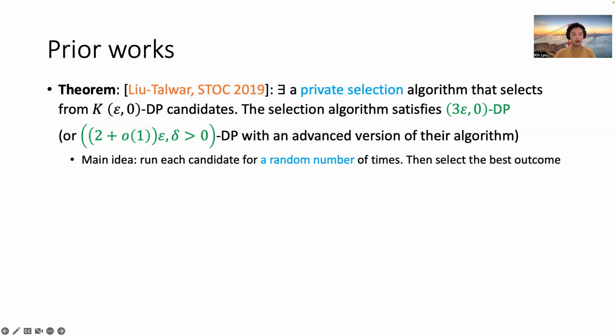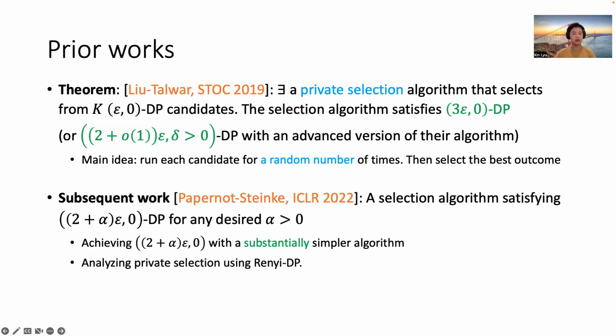magically. The beautiful subsequent work by Papernot and Steinke presented yet another selection algorithm satisfying (2 plus little o(1)) epsilon, 0)-DP for any desired alpha. So they can achieve this (2 plus little o(1)) epsilon DP guarantee with a substantially simpler algorithm. And they also put forward a framework for analyzing private selection under the Renyi DP framework, which is very nice.